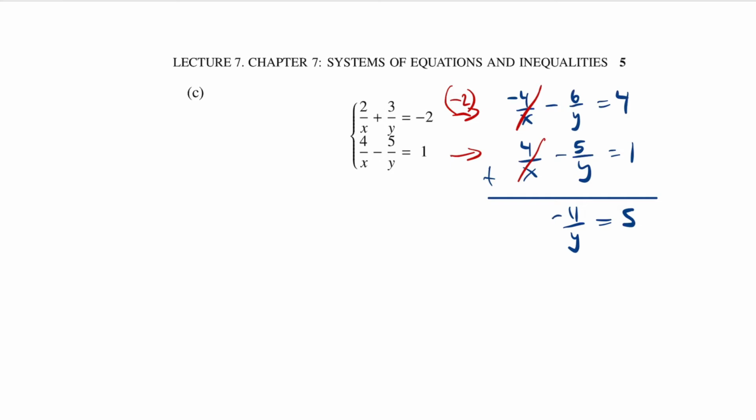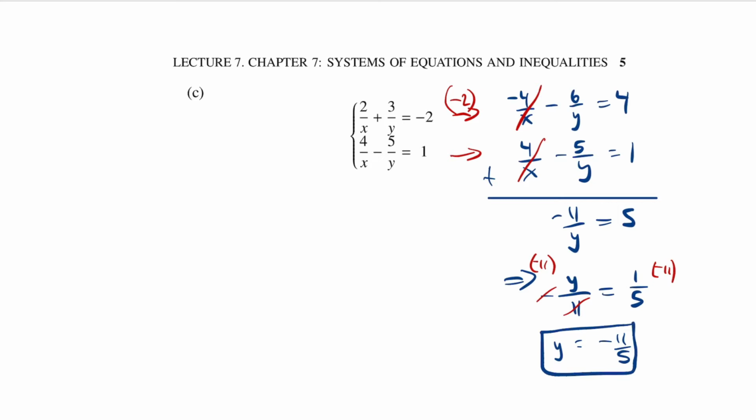All right, at this point, I would recommend that you take the reciprocal of both sides. You can do that in math. So if you take the reciprocal of the left side, you get -y over 11. The reciprocal of 5 is 1/5. And now we can multiply both sides of the equation by 11. Actually, sorry, -11 to get rid of the negative as well. So we get y equals -11 over 5.